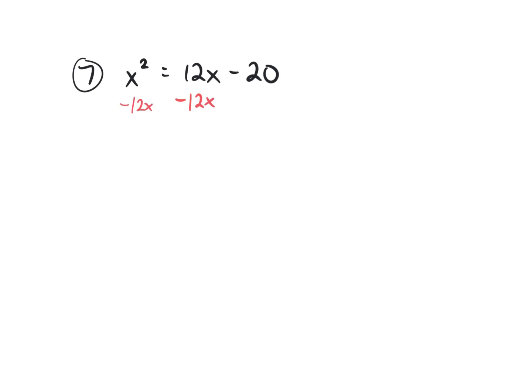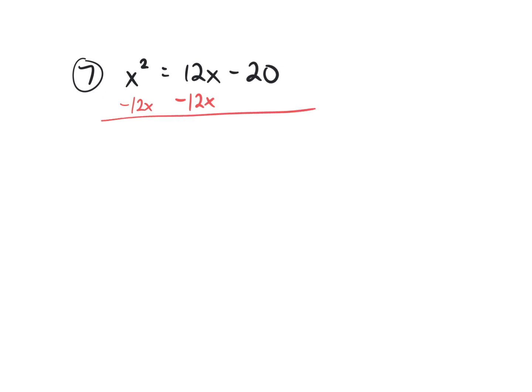I'm going to subtract 12x. Why can't you do it the other way? Because you want to keep the a positive. You could do it the other way, but you would have to worry about a negative, and that could be a pain. So I always say keep the a positive. Move everything to the a value.